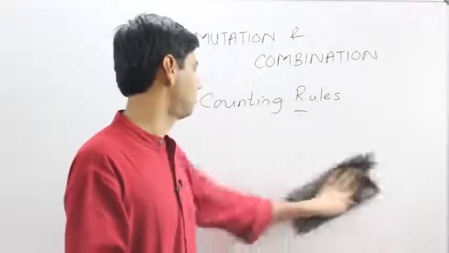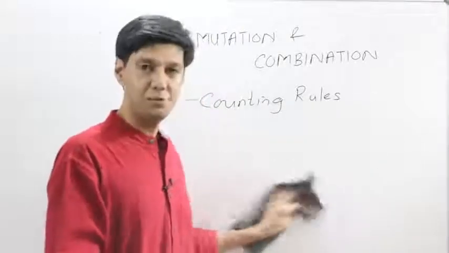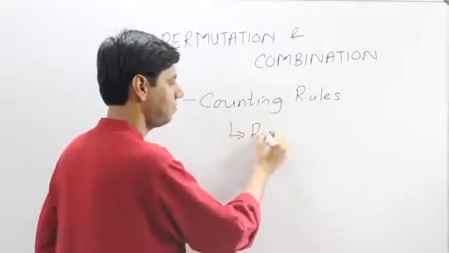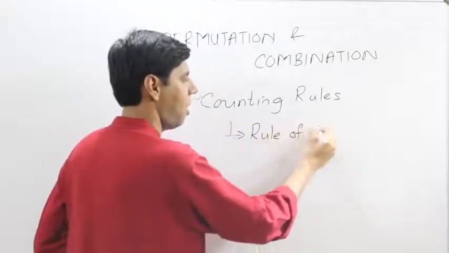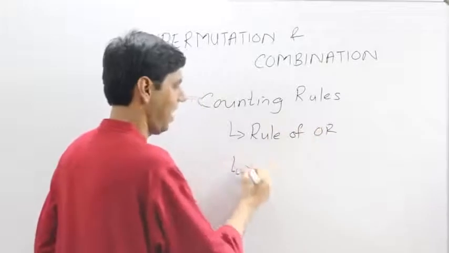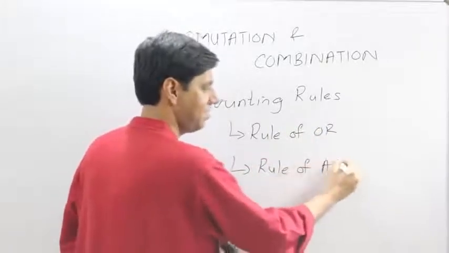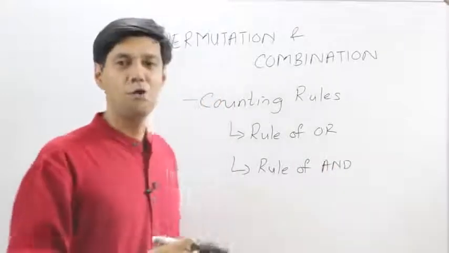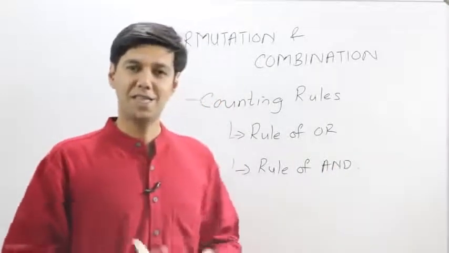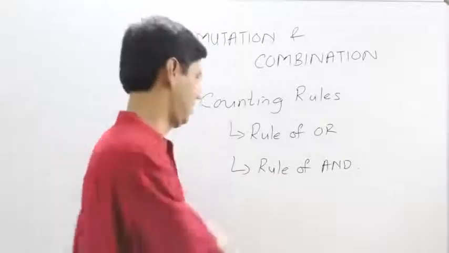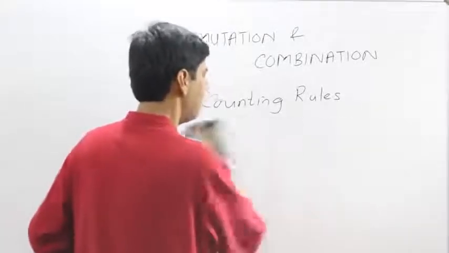What are those rules? There are two primary rules. The rule of OR and the rule of AND. Let's take each turn by turn. The rule of OR is nothing but delineating each and every possibility as such. So let me explain it to you.